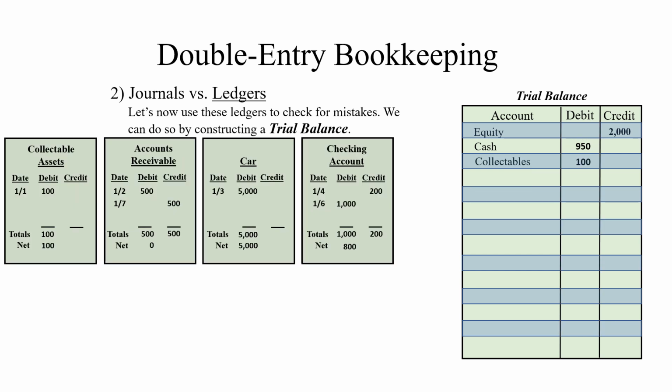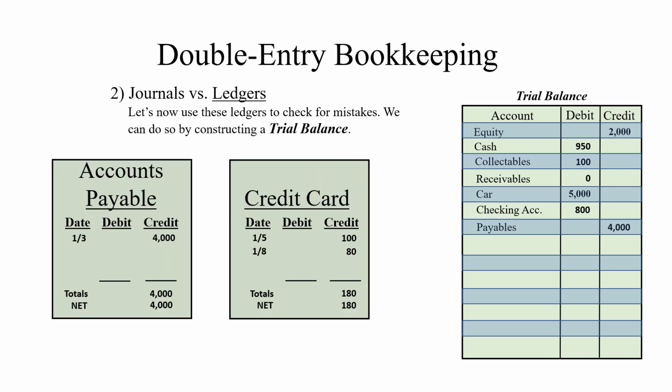Now we'll transfer all of the net debit balances from the asset ledgers into the trial balance, starting with collectibles, accounts receivables, the car, and the checking account. Now we'll enter the net credit balances from the liabilities account, starting with accounts payable and the credit card.